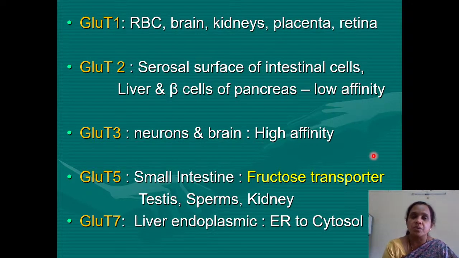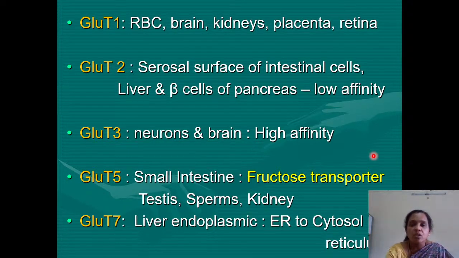GLUT, that is glucose transporters. GLUT1 is present in RBC, brain, kidneys, placenta and retina. GLUT2 is present in the serosal surface of intestinal cells. It has very low affinity for glucose. GLUT3 is present in neurons and brain. GLUT4 is present mainly in adipose tissue. Next, GLUT5 is present in the small intestine and in muscle, and will help in transport of fructose from the lumen into the epithelial cell. GLUT7 is present on the endoplasmic reticulum. From the endoplasmic reticulum to the cytosol, the glucose is transported.